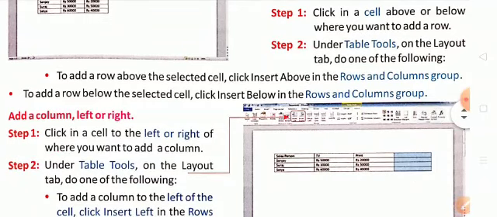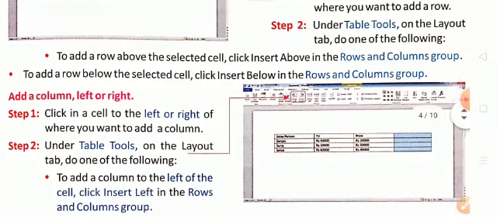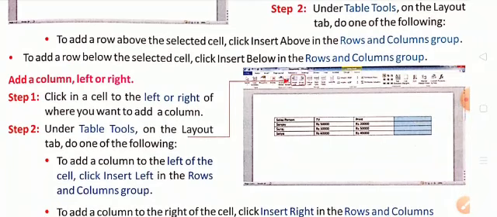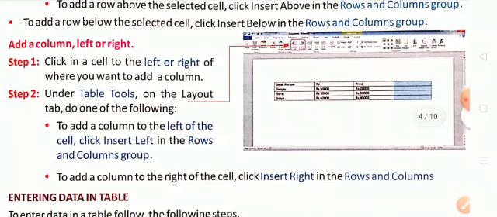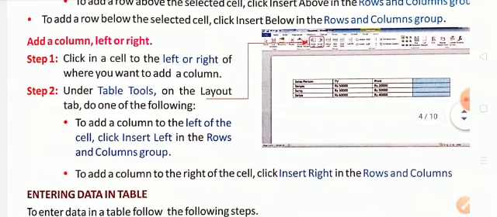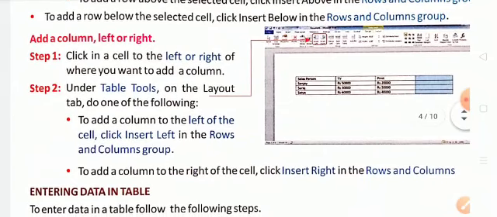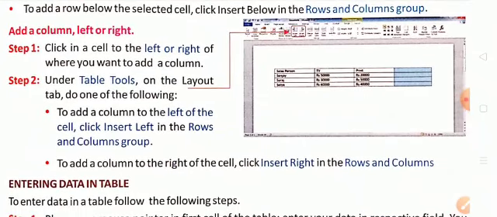Similarly, add a column to the left or right. In step number 1, click in a cell to the left or right of where we want to add a column. In step number 2, under table tools on the layout tab, to add a column to the left of the cell, click insert left in the rows and columns group. To add a column to the right of the cell, click insert right in the rows and columns group.